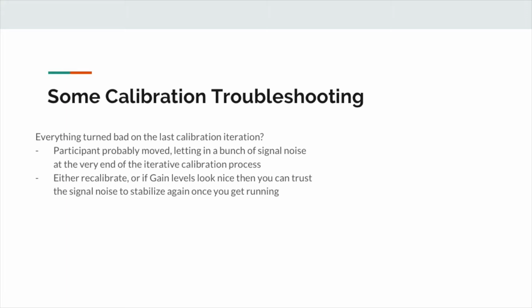So you can either just hit recalibrate again and ask them to settle down, or you can double check in the details window, and if the gains all look nice, then you can just trust that the signal noise is going to stabilize again once you get running, and you don't really have to do a whole new calibration session, because in a full head that can take a while.